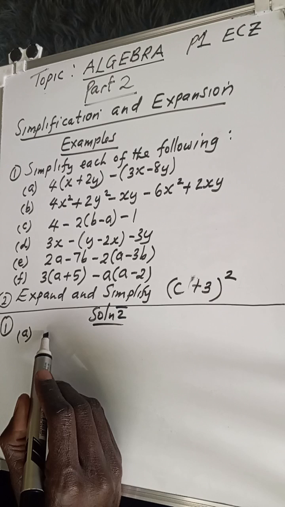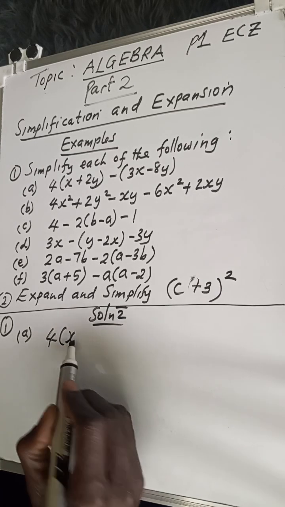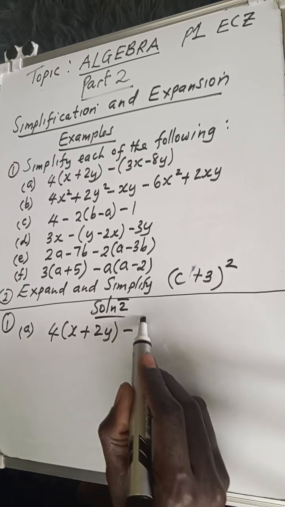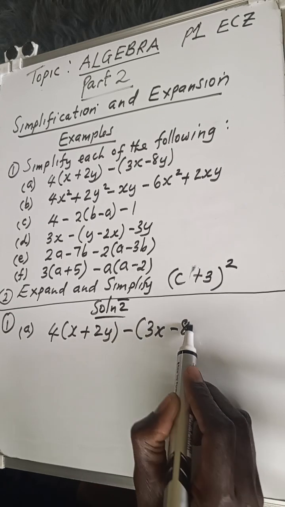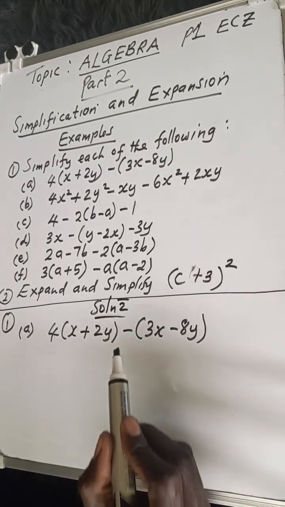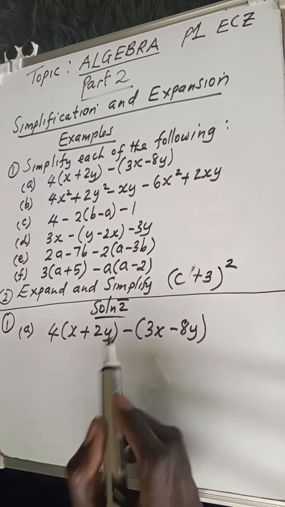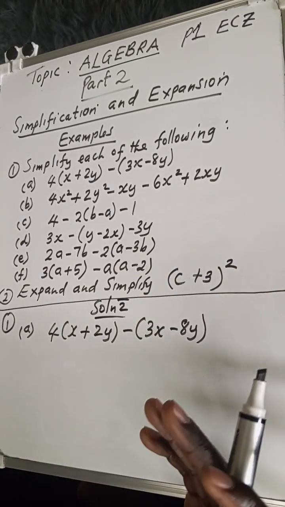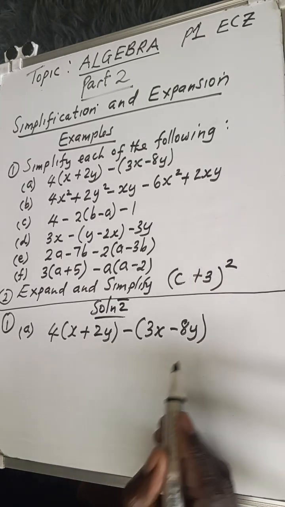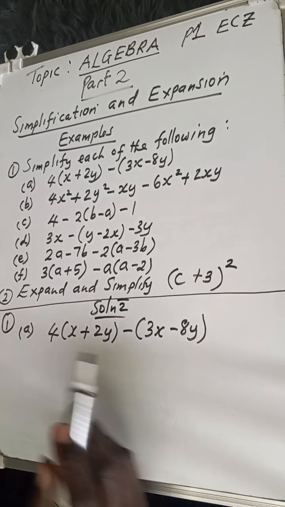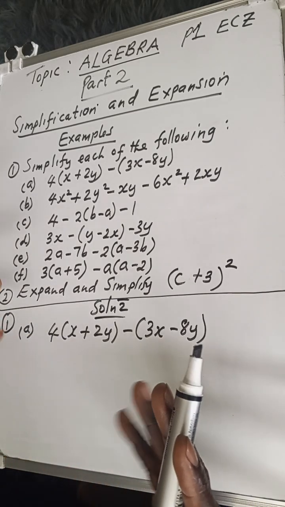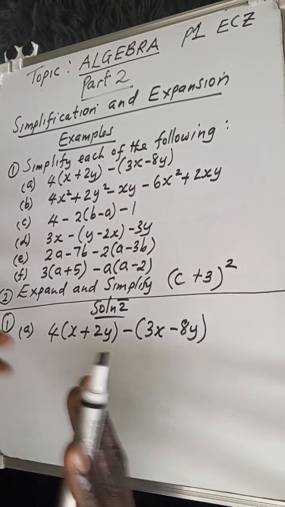So for example, they have actually given us 4 multiply open bracket x plus 2y close bracket, minus open bracket 3x minus 8y close bracket. So sometimes in the exam, the examiner, they love to use a negative because they know as a student you will, at some point, make a mistake, and therefore you need to pay attention. So the first thing, you expand. If I told you, there's need for you to expand, and you collect the like terms. That's the way we simplify.